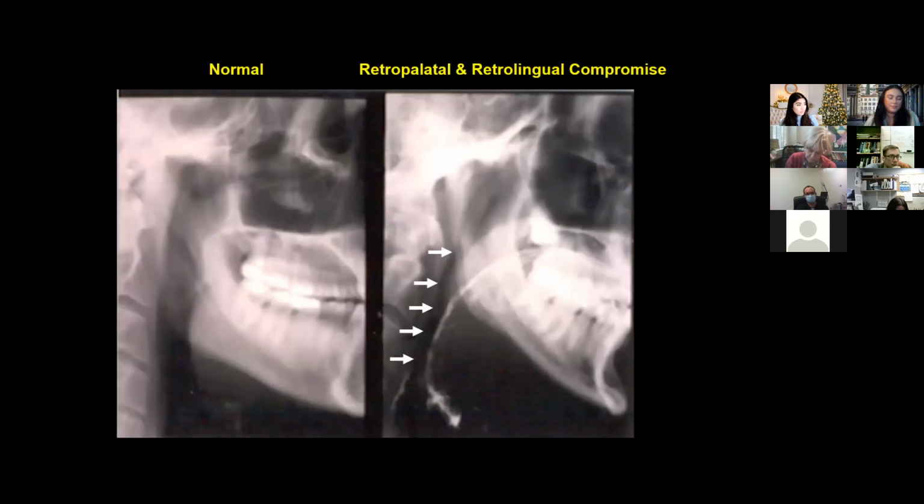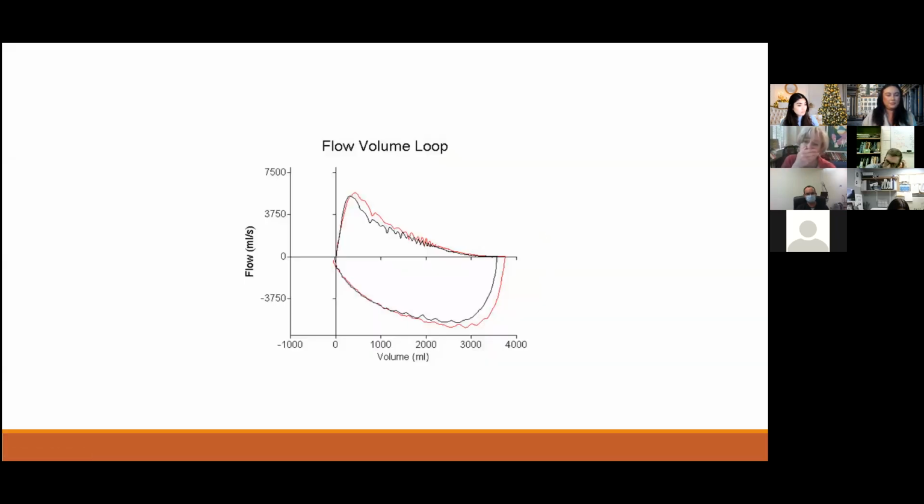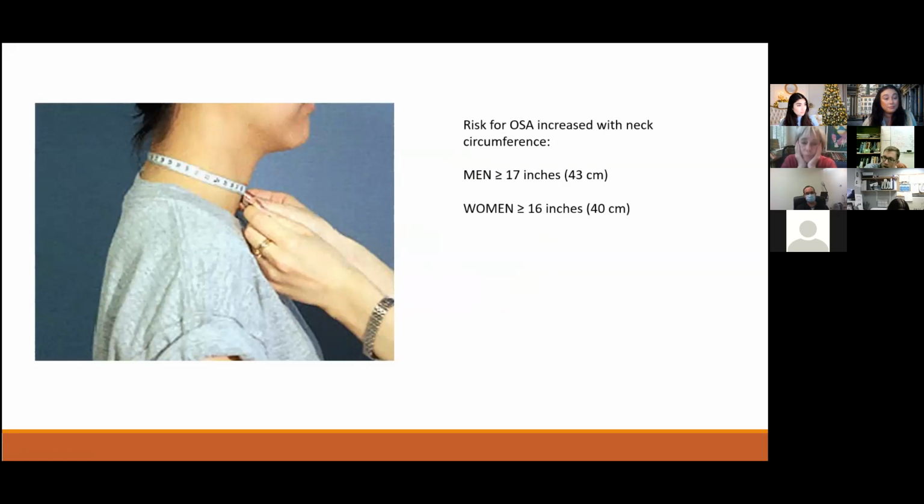And again, looking at your normal, you see this black behind the jaw here. That's a really nice patent airway. And then someone with retrolingual compromise, you can see how that gets a lot skinnier. This is just your flow volume loop, and you can see in the expiratory limb you just have this sawtooth pattern, and that's just from a floppy upper airway. So, a non-specific finding of sleep apnea.